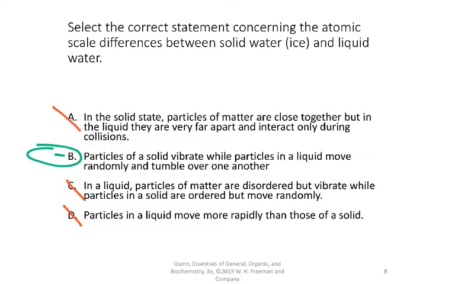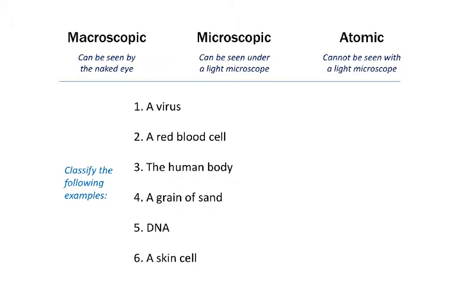We'll do one more slide and then pause this and stop for part two. So I just wanted to reintroduce these definitions: macroscopic, microscopic, and atomic scale. Macroscopic is something that can be seen by the naked eye. Microscopic is something that can be seen but under a microscope. And the atomic scale cannot be seen with a light microscope. You need something like an electron microscope. So classify the following examples. Now I want you to just pause it and do this on your own. Okay? So pause, and then when you come back, we'll see the answers.